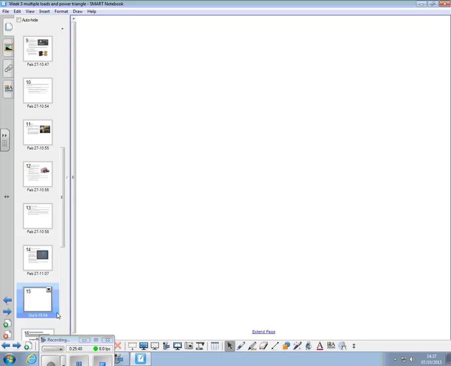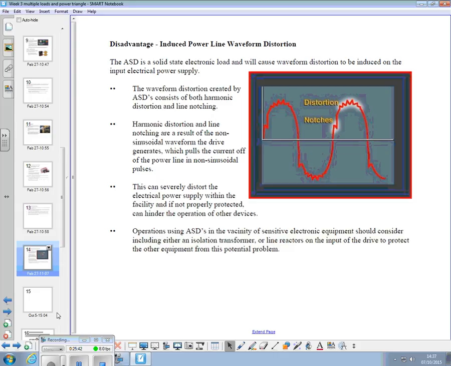That concludes my little introduction to what ISDs do in terms of controlling the speed of a three-phase induction motor. All right. Have any of you got any questions around that?